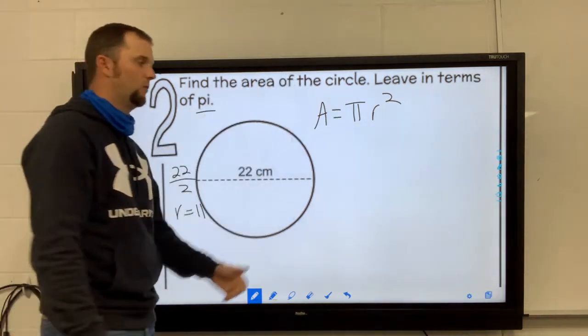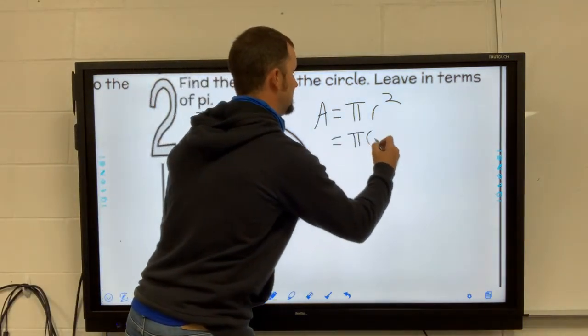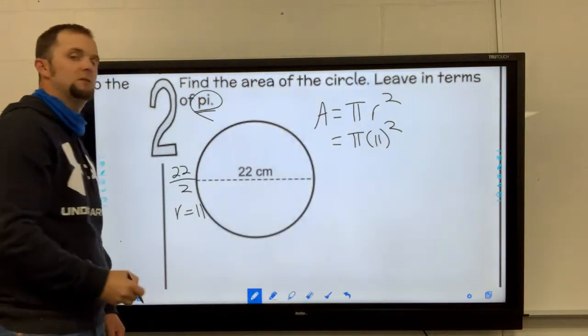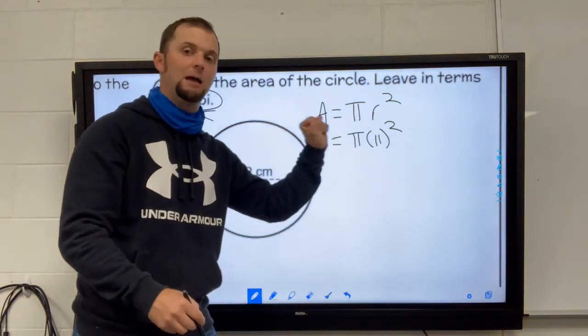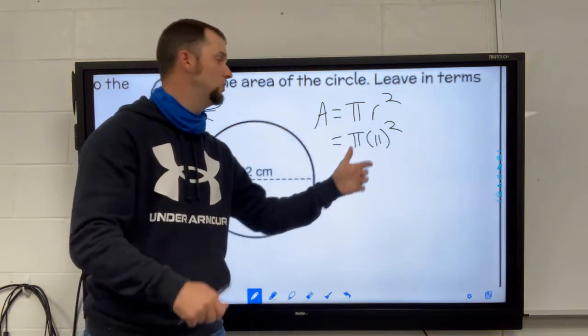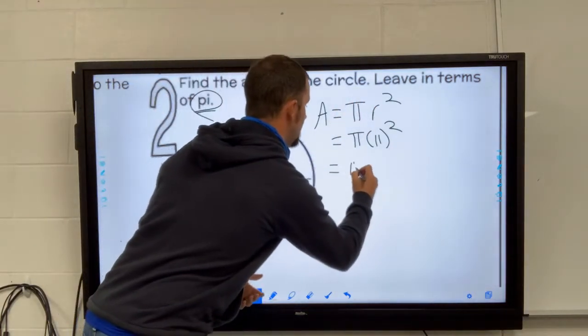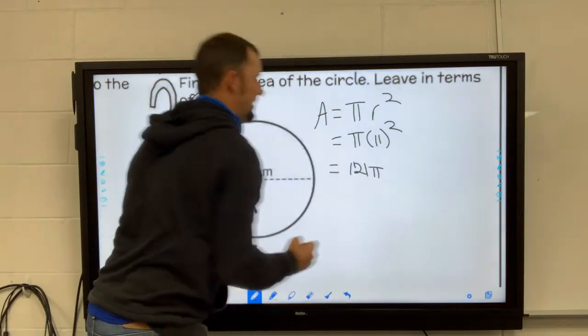I'm going to plug that into the formula. So area is going to equal pi times 11 squared. So again, leave your answer in terms of pi. I'm going to do all the math over here except multiplying by pi. So the only thing left to do is 11 squared, which 11 times 11 is going to be 121. And then all I'm going to do is just tack the pi symbol next to it.